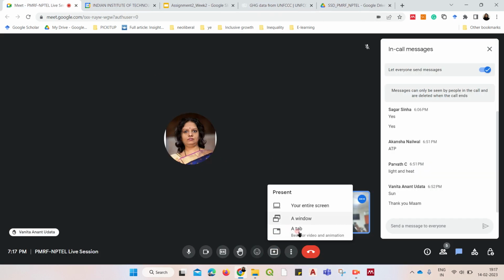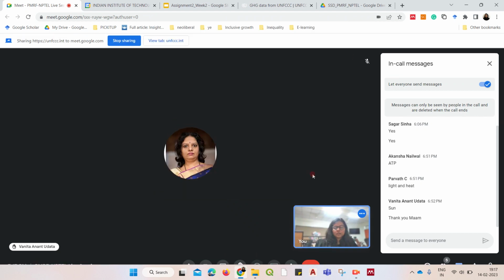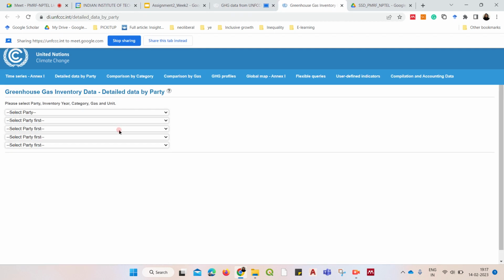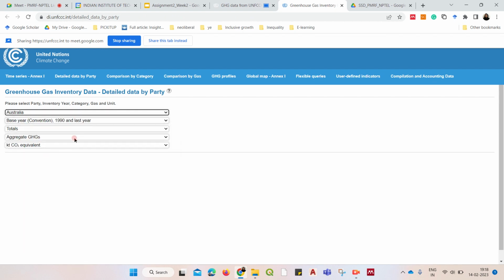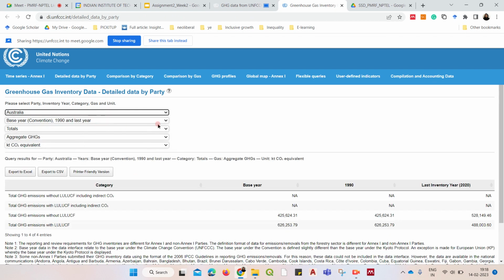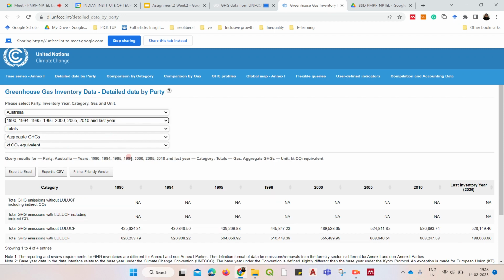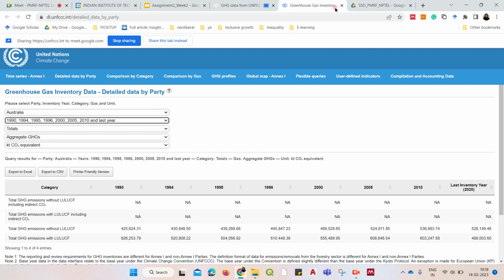Then you can even see detailed data by party, and then you can select if you want the base year or for all years and things. So for each country you can do.